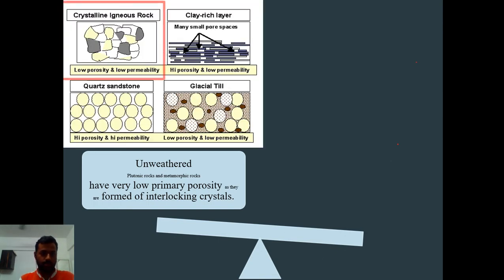So unweathered rocks have very low primary porosity, as they are formed of interlocking crystals, which in the case of plutonic rocks crystallize from the melt, and in the case of metamorphic rock there is recrystallization. So the original primary porosity is very less.